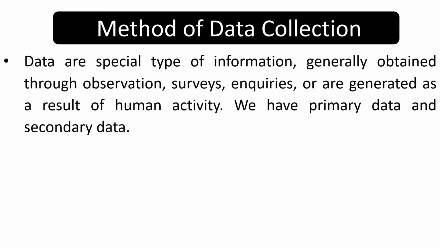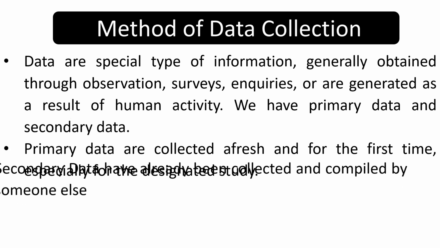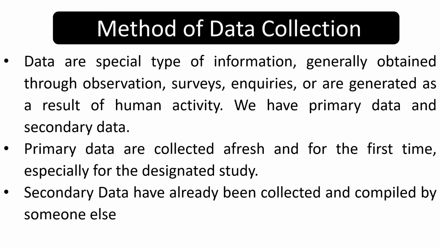Data are special types of information, generally obtained through observation, surveys, inquiries, and are generated as a result of human activity. Primary data are collected afresh and for the first time, especially for a designated purpose. And secondary data have already been collected and compiled by someone else. This is a summary on method of data collection.